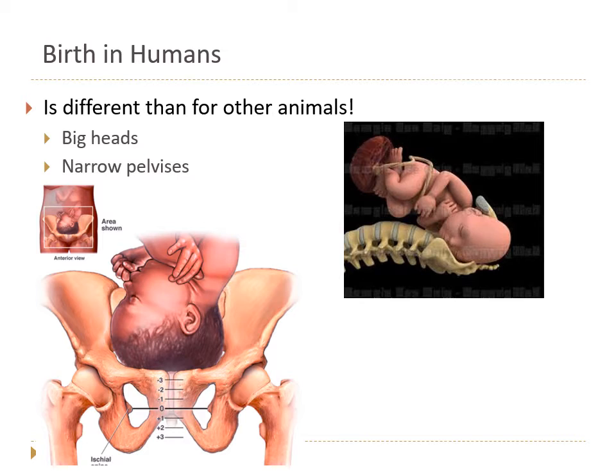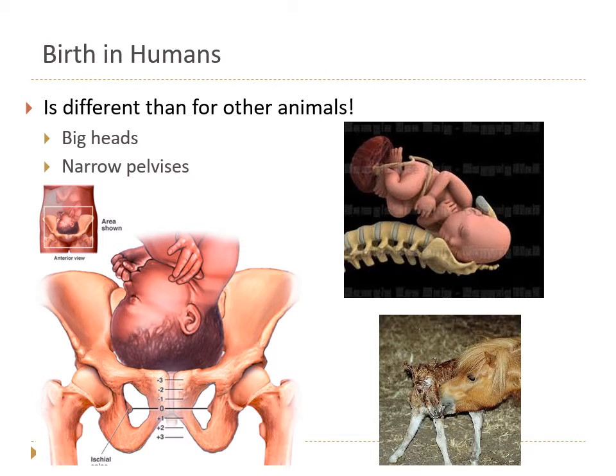Not only does our birth tend to be more difficult, but we also tend to give birth to young that are relatively more immature than other mammals. Now, it varies a lot, but if you've ever seen a horse or a cow give birth, right, within minutes, the baby is standing and walking, okay?